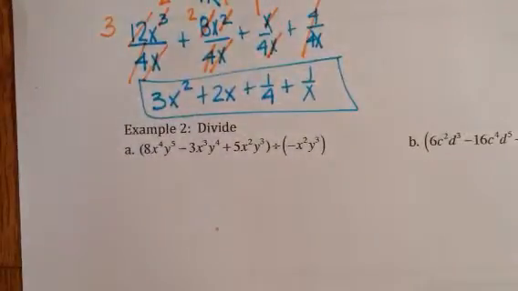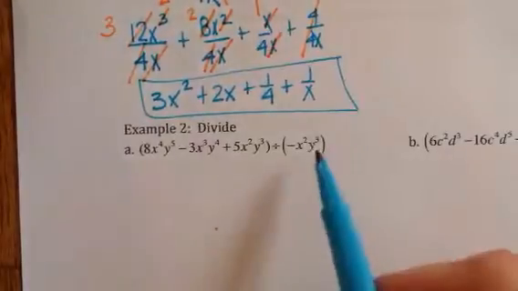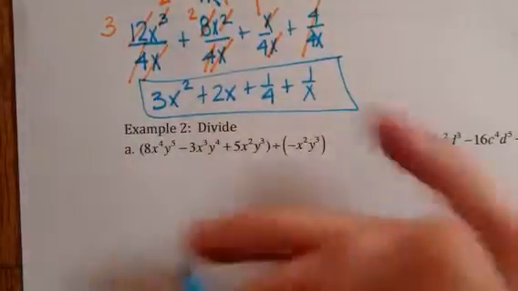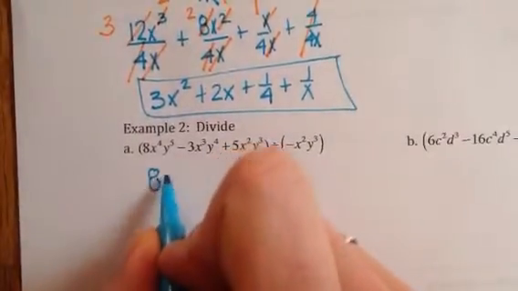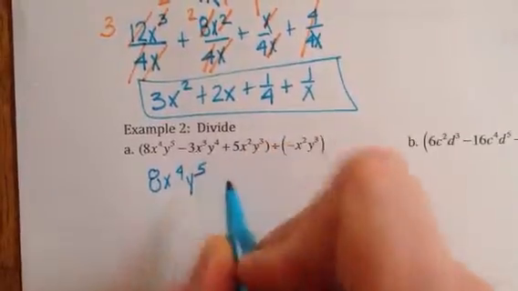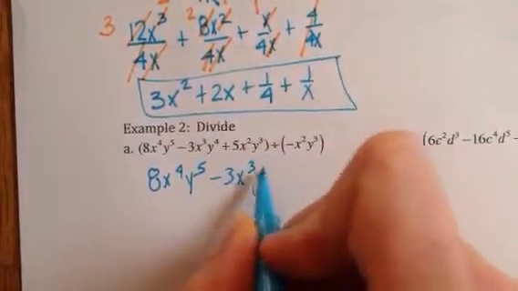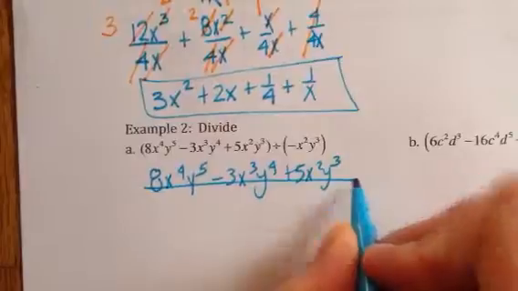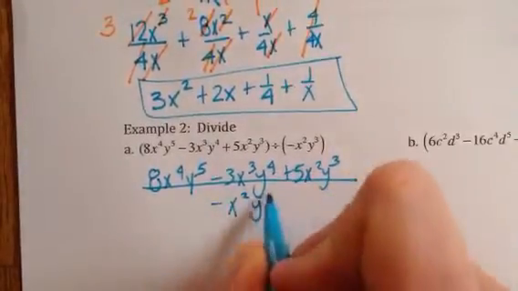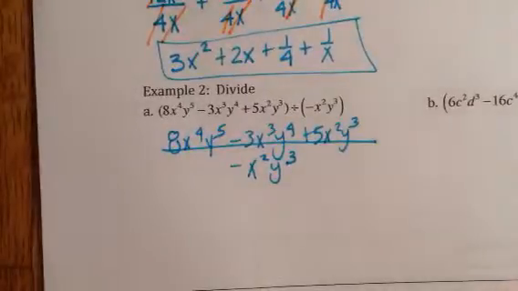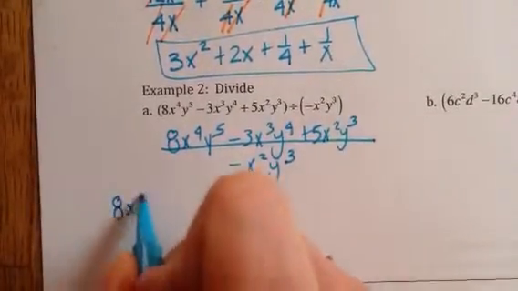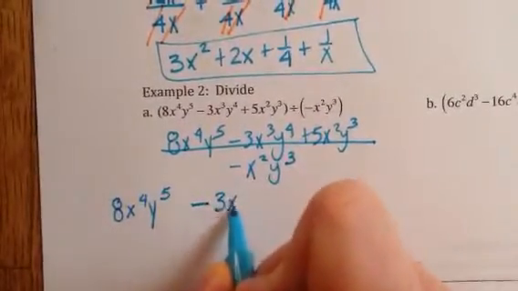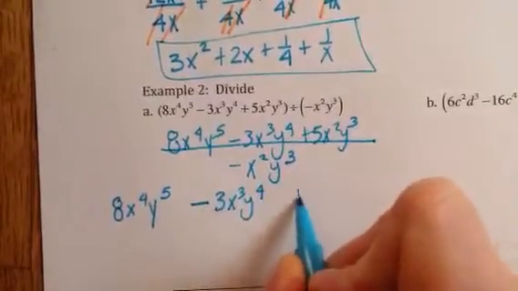Next one, we can also see it in this format. Again, this is a monomial for our divisor, so we're going to write it in fractional form. Here's our dividend, our numerator, and we're going to put it all over our divisor. Then we're going to separate each of our terms. We can only do separation if we have a monomial in our denominator.